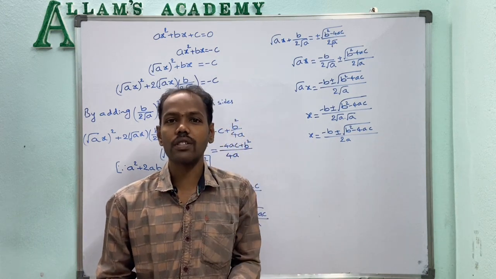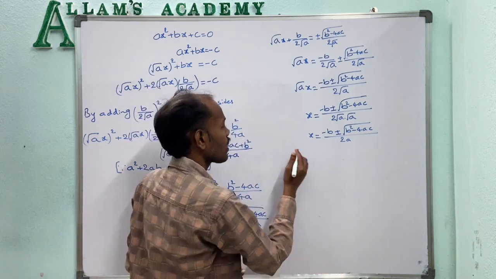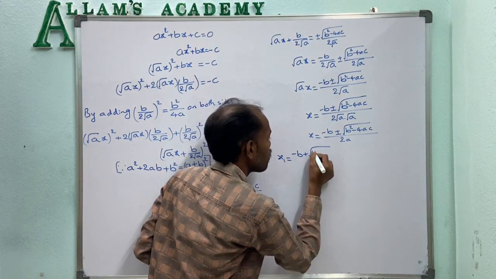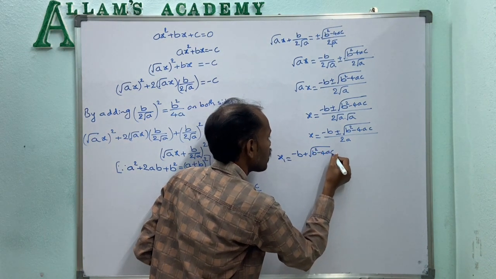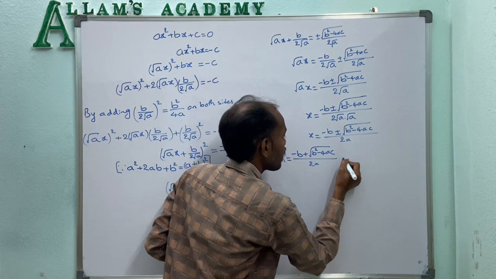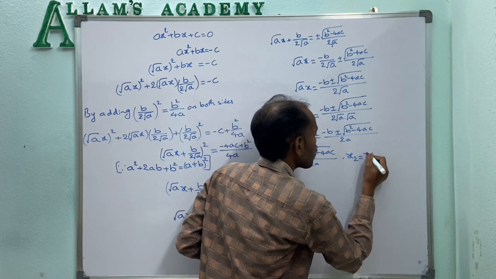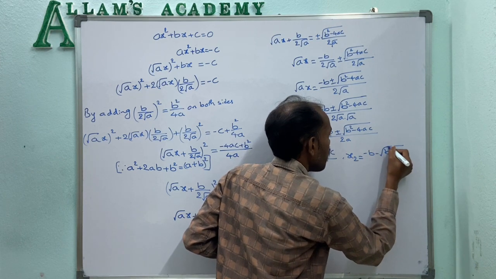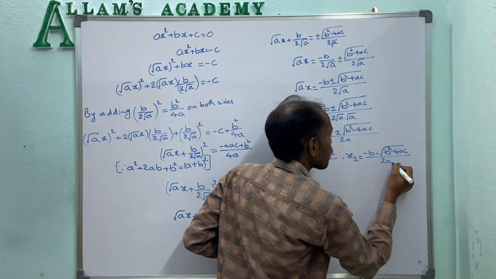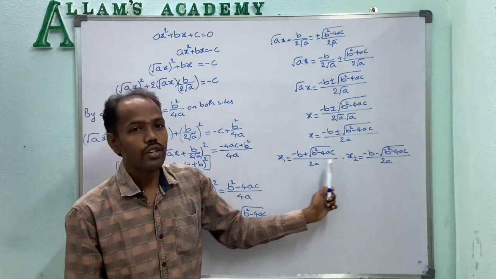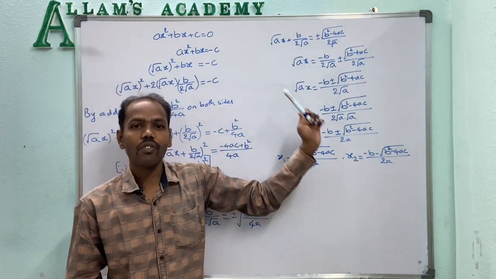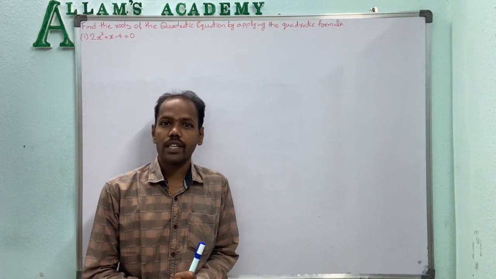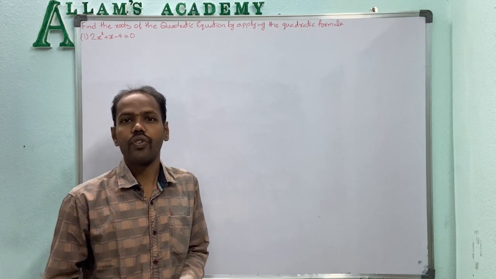So we have two roots there. The two roots are x1 equal to, we want to take addition, minus b plus under root b square minus 4ac by 2a, and the second root x2 equal to minus b minus under root b square minus 4ac by 2a. So these two are the two zeros, the two roots of the quadratic equation. Now we solve the quadratic equations through the quadratic formula.